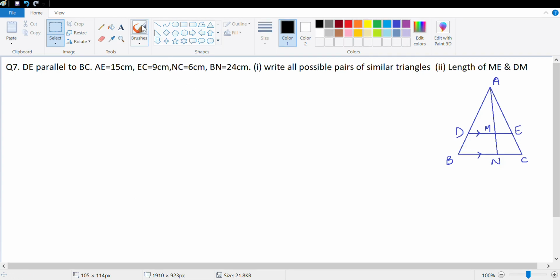Hi guys, let's look at the next question. The next question that we do is question number 7. It says in the given figure, DE is parallel to BC and AE, the length of some sides are given.